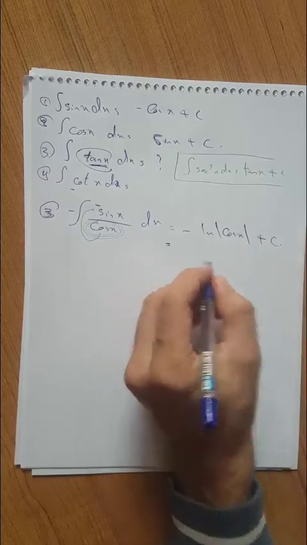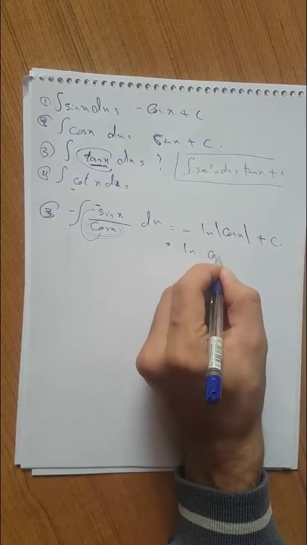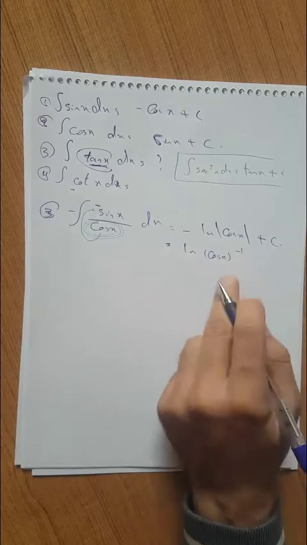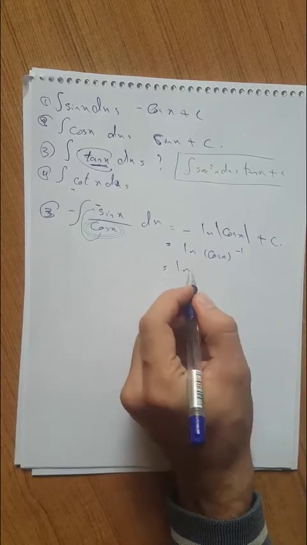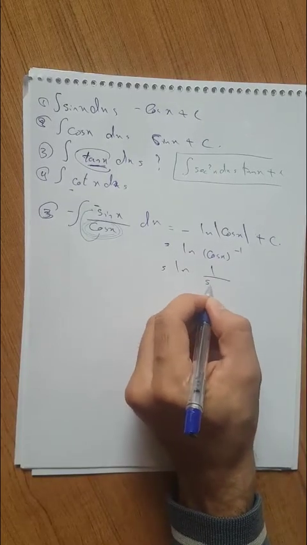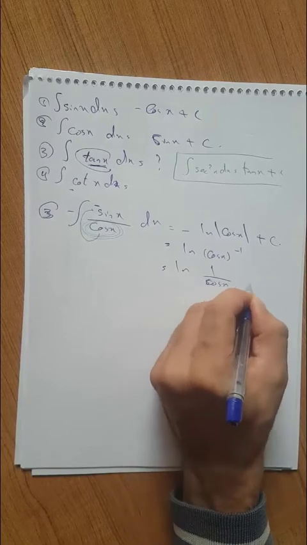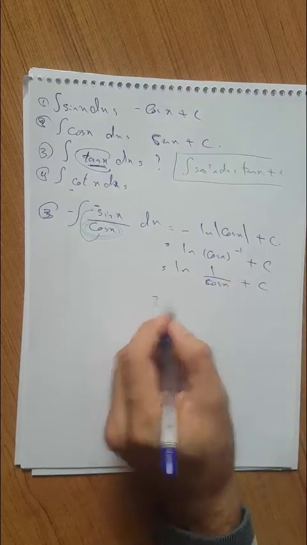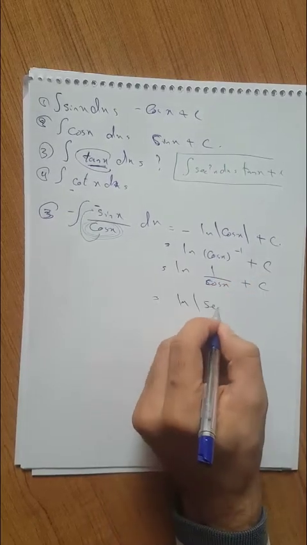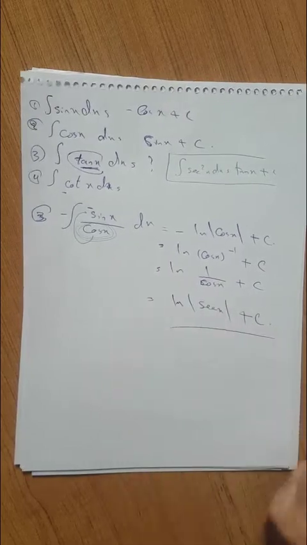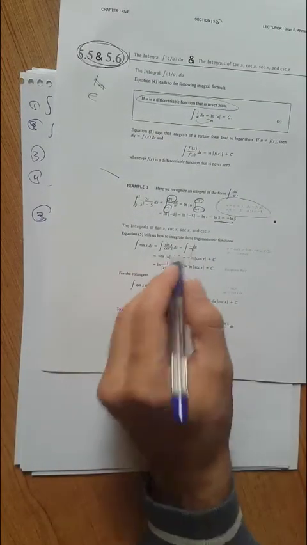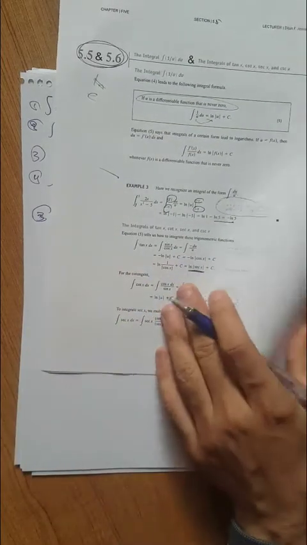And in your book you change it like that. It's equal to ln of 1 over cosine of x plus c, and you know 1 over cosine of x is equal to secant of x. That's why you have secant here. So in that case, you know how to solve sine over cosine, and why you get secant here.